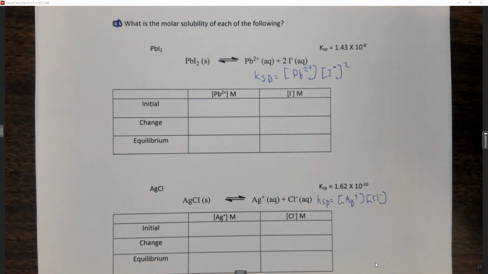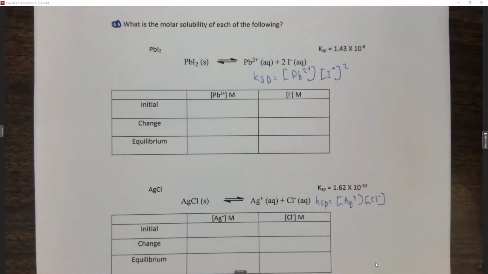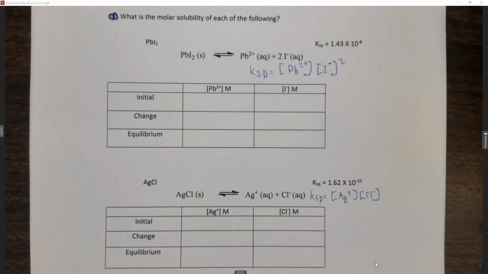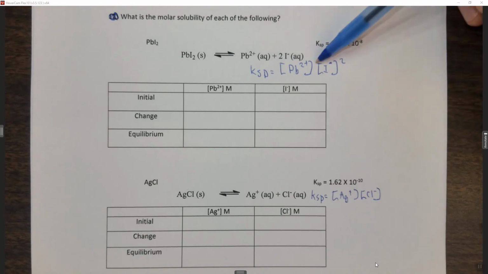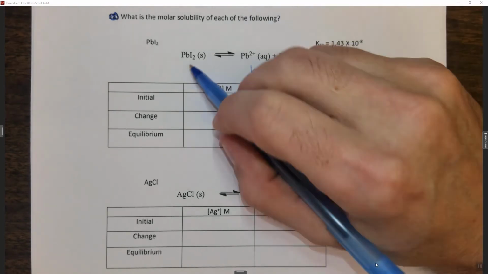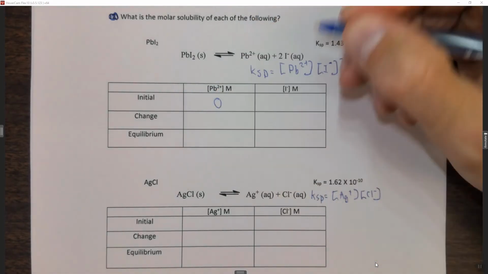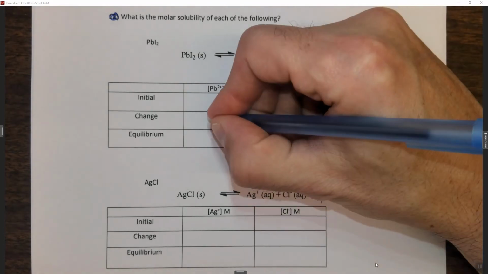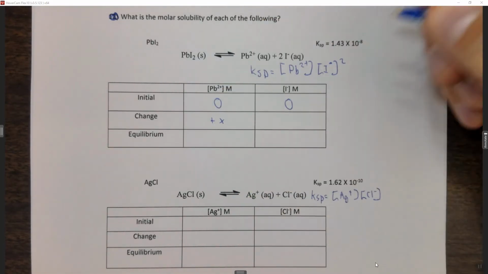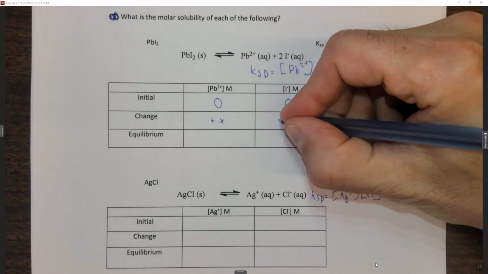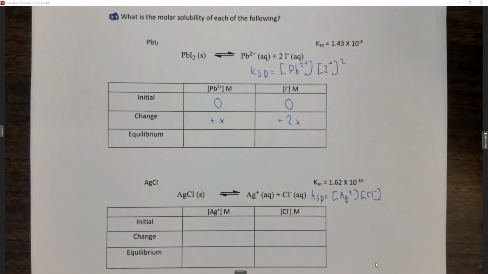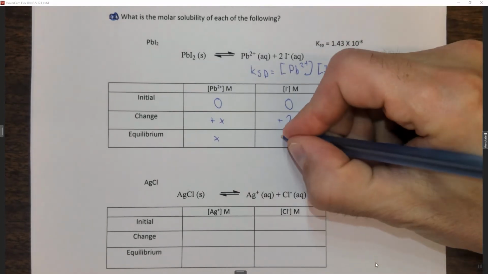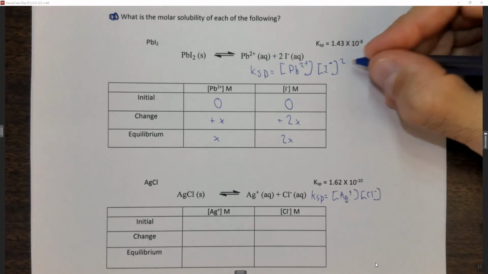So we need to determine the molarity, essentially, of each of these compounds when you try to dissolve them in water. And to do this, we're going to use an ICE table and the Ksp expression. So when you first try to dissolve this in water, the initial concentration of both of these things is 0. In this case, we're going to gain x. In the case of I-, we're actually going to gain 2x. At equilibrium, we're going to have x of this and 2x of this.